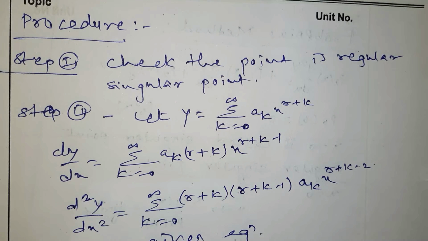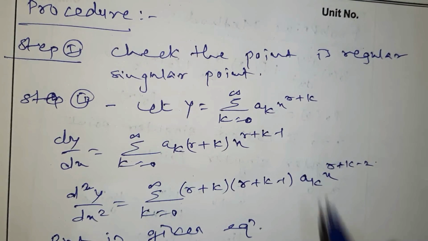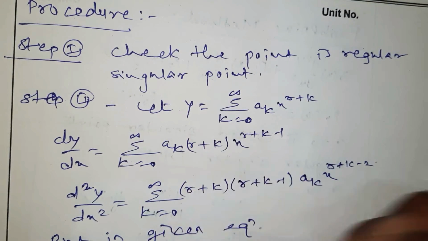So let us see the procedure here. Step first is check that the point is regular singular point. Means check that two conditions: limit as x tends to 0 of x into p1 of x upon p0 of x, and x square into p2 of x upon p0 of x. If the limits are finite, then we can say that it is a regular singular point.